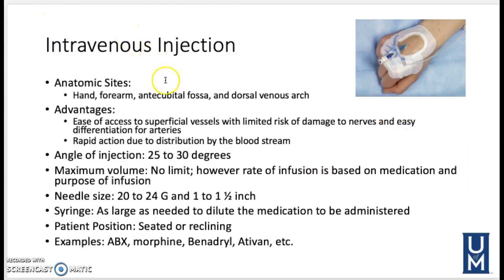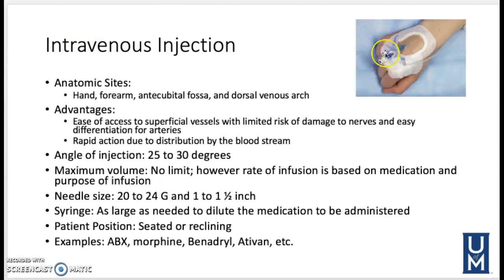So IV injections. Here we're going to cover anatomical sites for IV injections, often done in the hand, forearm, our antecubital fossa, which is our AC often called. That's the inside crease of our arms, very popular site for IVs. And dorsal venous arch of our foot. Not as common, not usually suggested, but you can do an IV there.